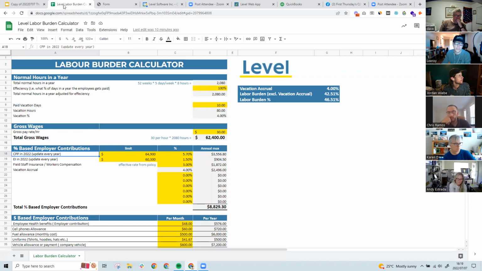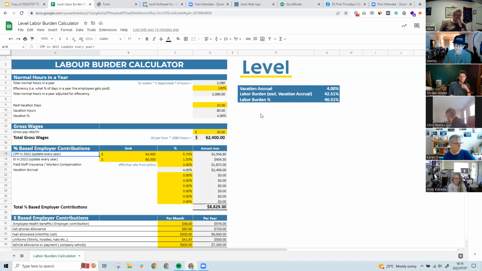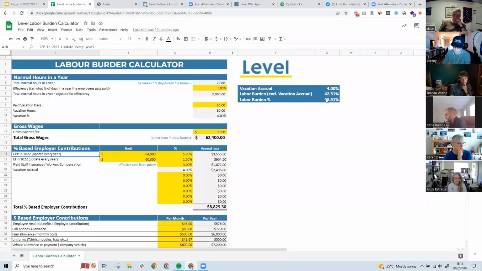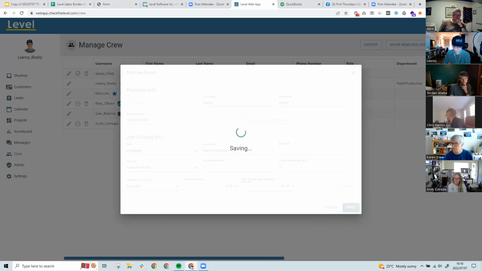I would add a 4% to this vacation accrual. And then I would add the other portion, which is the labor burden excluding vacation, which is 42.15. And then I can double check whether I've input the correct amount by looking at the total labor burden, which is 46.15, and that's 46.15. And then you can just hit save.